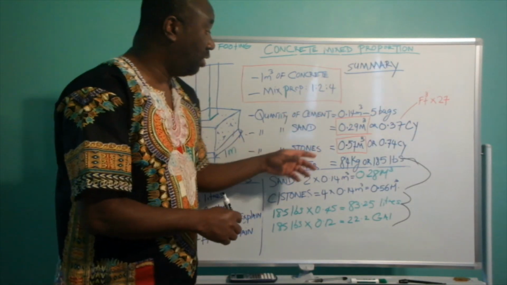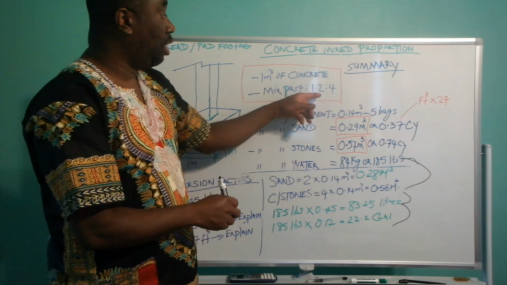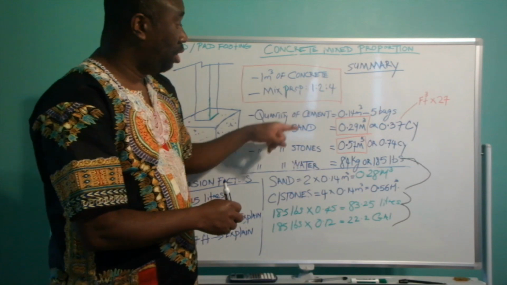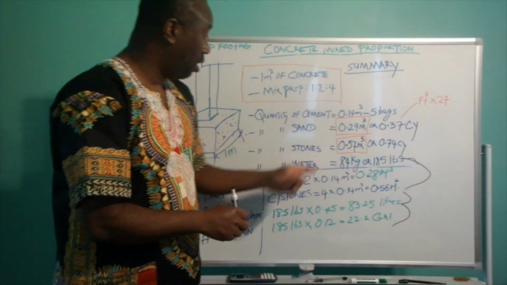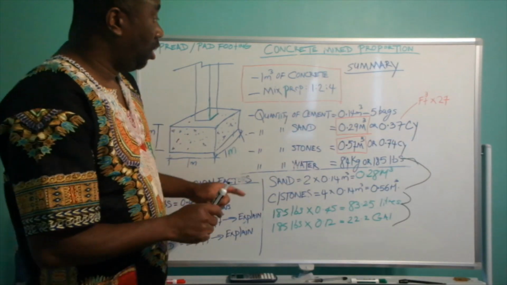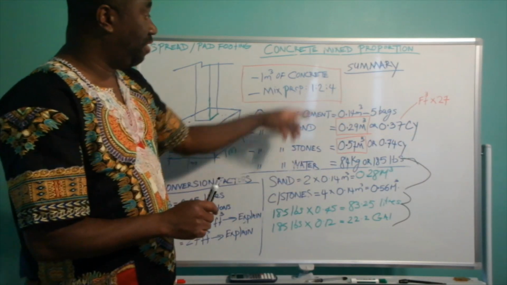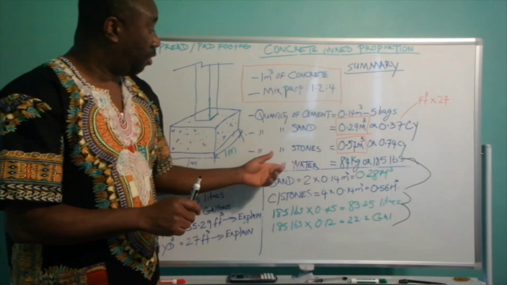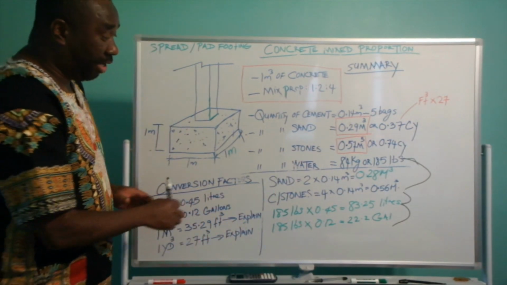So if you want to find out the volume of sand, all you have to do is multiply the volume of your cement by 2, and you obtain the quantity for your sand. You do the same thing for the stones. You multiply the volume of cement by 4, and you obtain the quantity for your stones. So you can look at it now.